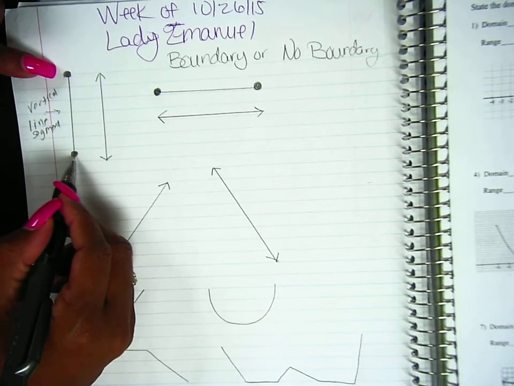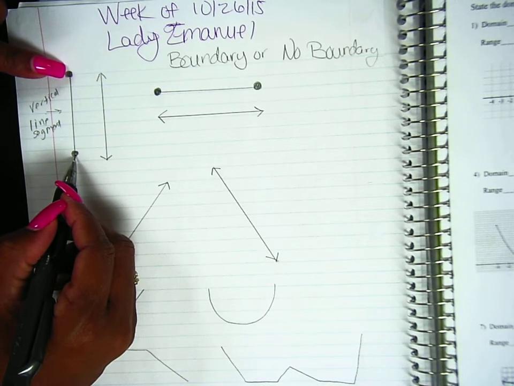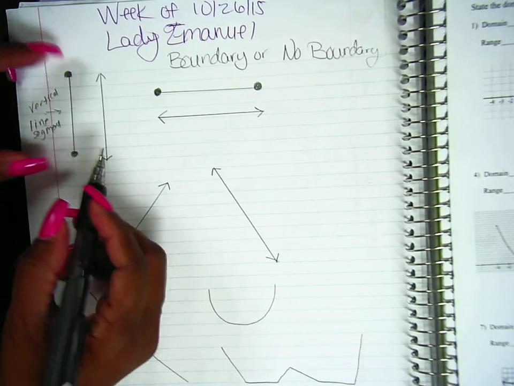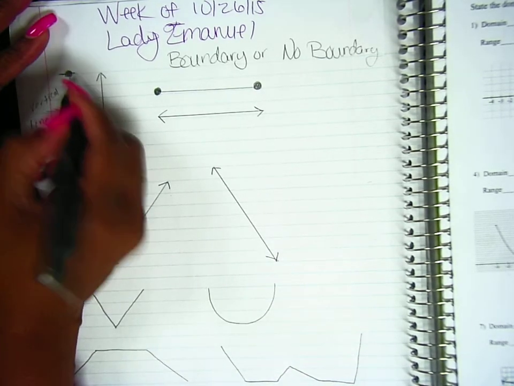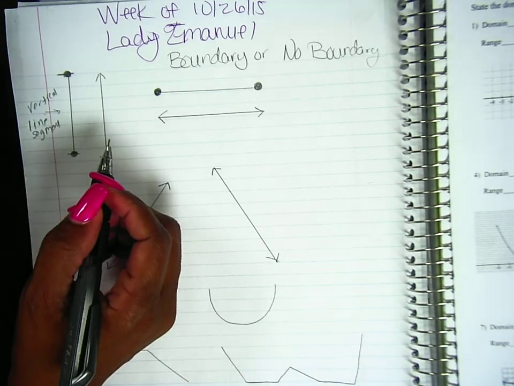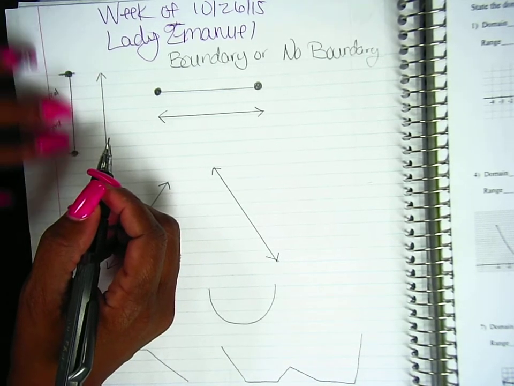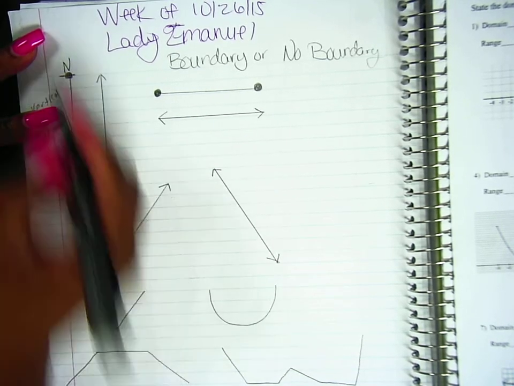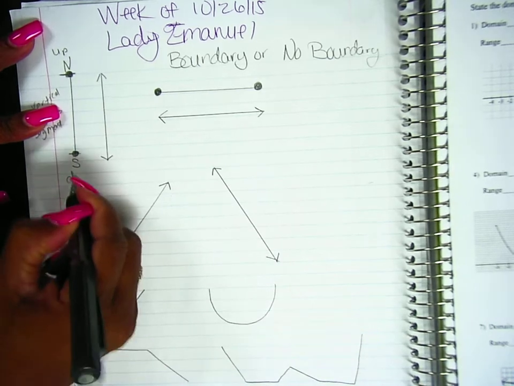A line segment starts and it ends. It starts at a point, it ends at a point. It does not continue on, therefore it has boundary. It stopped here. Okay, if it's vertical, what does vertical tell you? It runs north, south, up and down. This is north, that's south. You can say this is up, this is down.